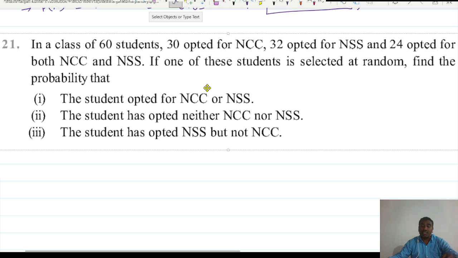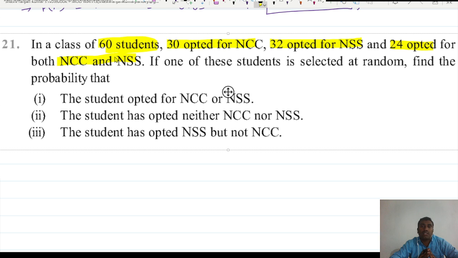Okay, so let us see this question number 21 now. First of all, read the question carefully. In a class, total 60 students are there. 30 students opted for NCC, 32 students opted for NSS, and 22 students opted for both NCC and NSS.